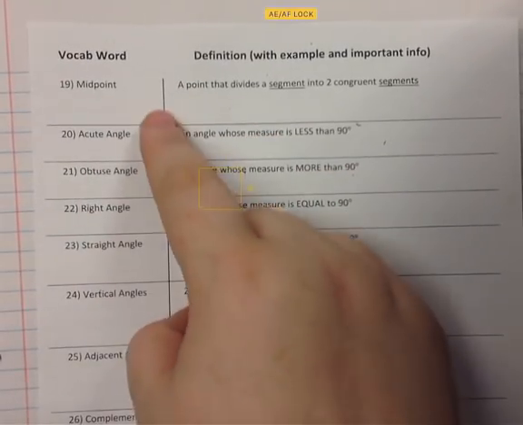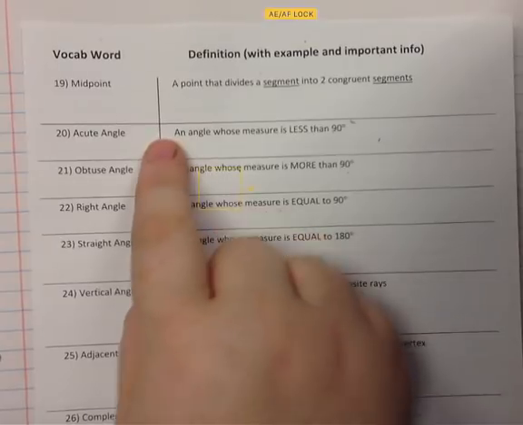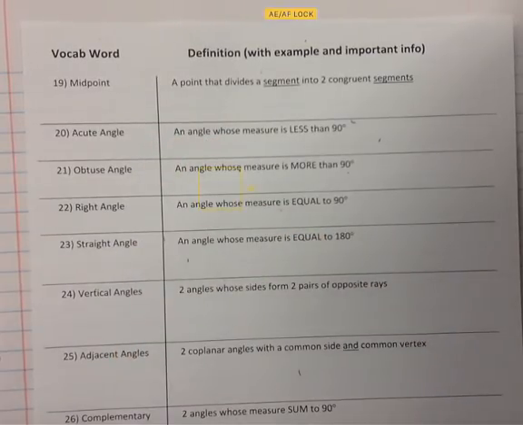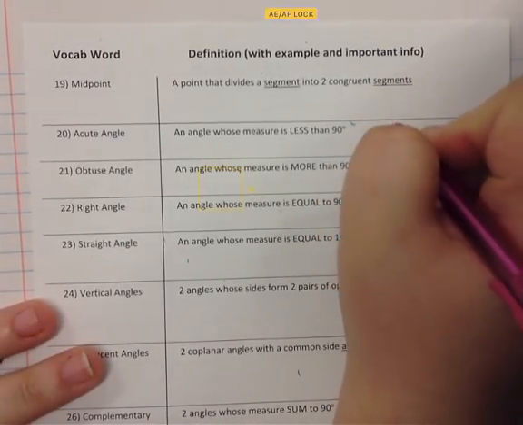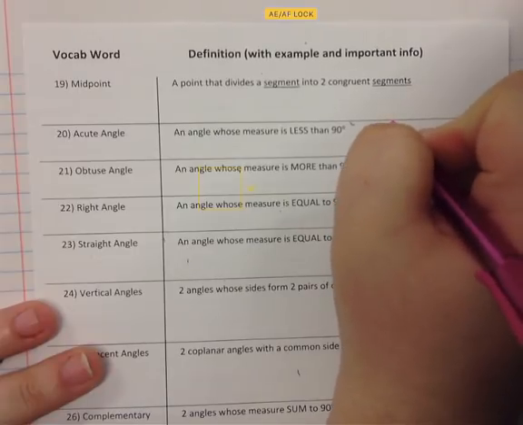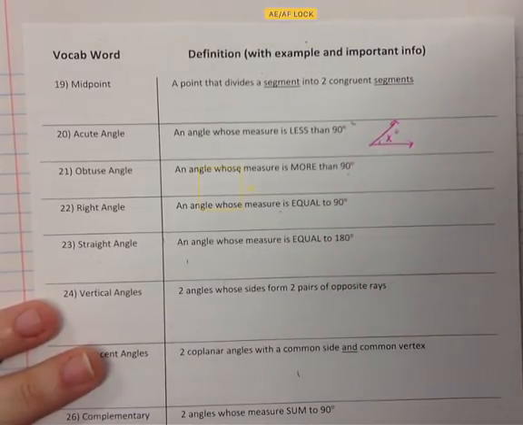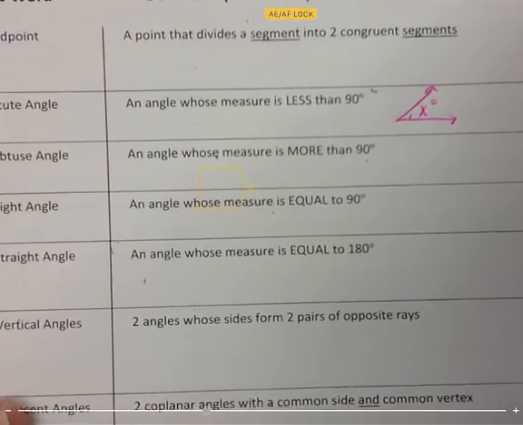Acute angle. We're going to be talking about angles now. An acute angle is an angle whose measure is less than 90 degrees. So it would look something like this. You do need to know what your degrees are. This is x degrees, would be less than 90 degrees. Anything smaller than 90 degrees.